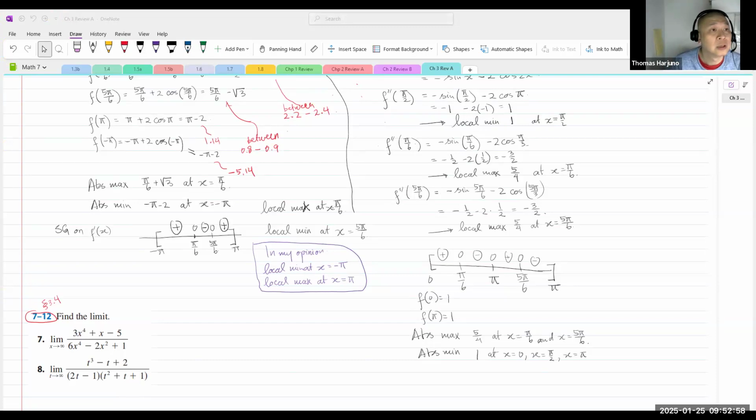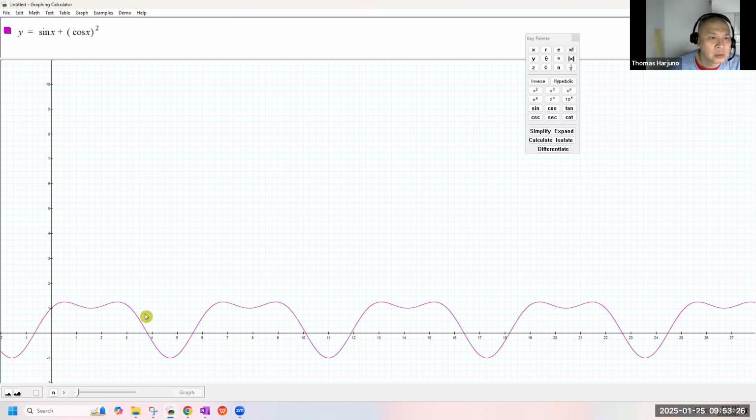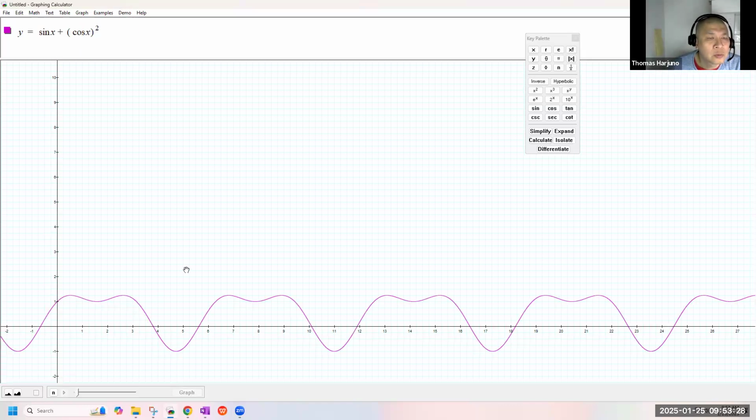So yeah, that's why. So sine x, let me share my view here. Sine x. You can use GeoGebra for your graphing calculator, that's geogebra.org, I think. Cosine x being squared. Oh, maybe because it's only between 0 to pi. Yeah, only from 0 to pi.